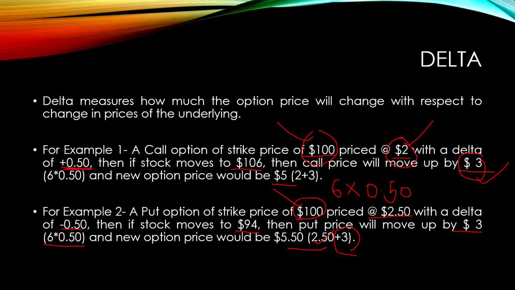So I'm making good bucks here. A thing purchased at 2.50 is now trading at 5.50. So these are hypothetical examples to show you the effect of delta.